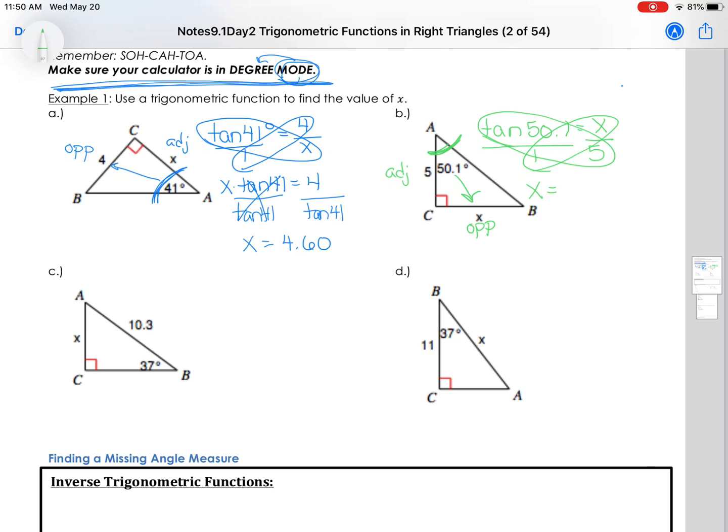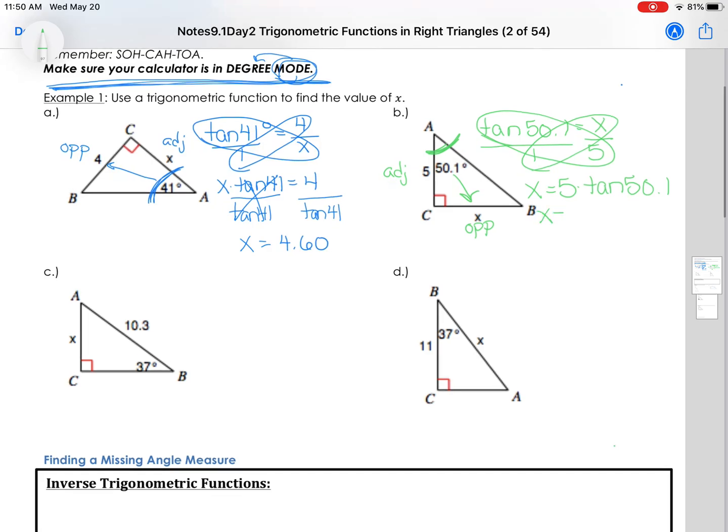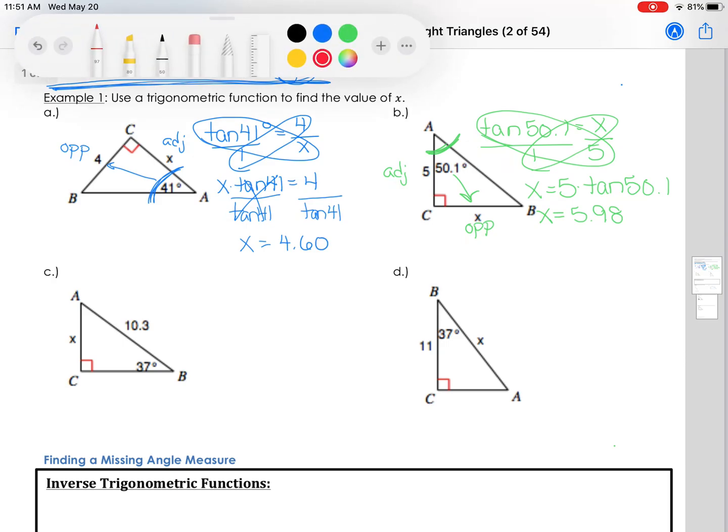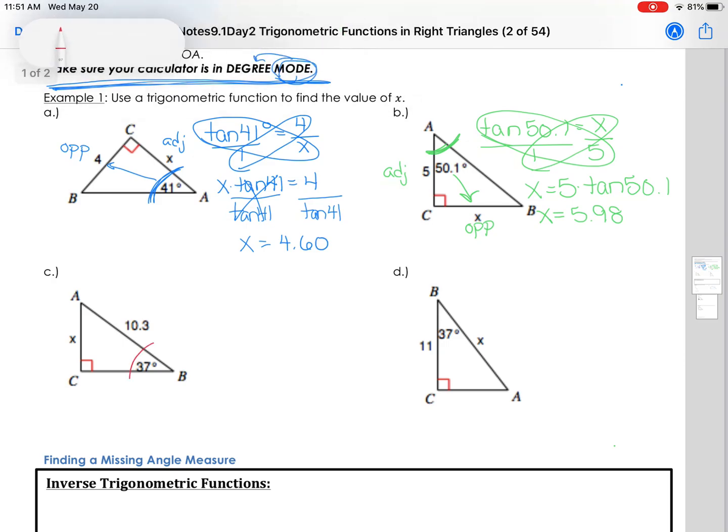Now, when you put stuff in the calculator, you never put 2 numbers next to each other, which means you would not type the tangent of 50.1 times 5. You want to put this 5 in front. So it's 5 times the tangent of 50.1, because it's going to interpret it differently. So never put 2 numbers together when you're typing them into the calculator with trig. So if you do 5 times the tangent of 50.1, you get about 5.98.